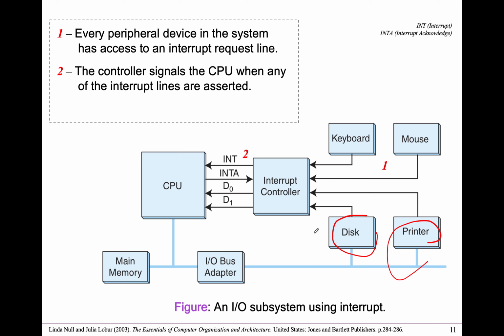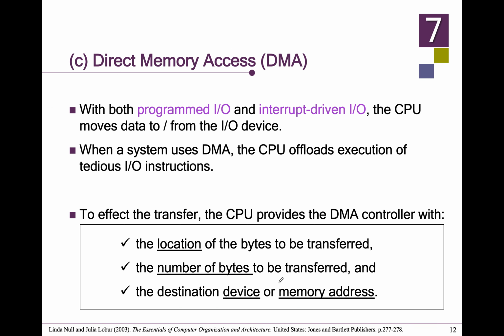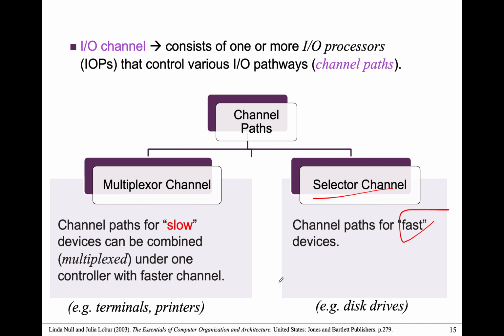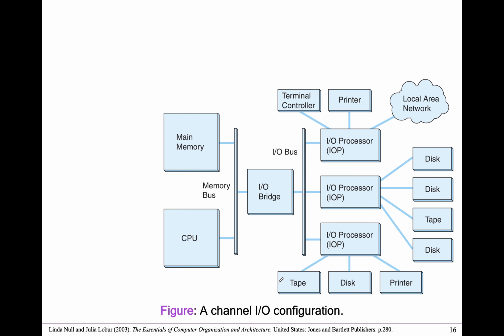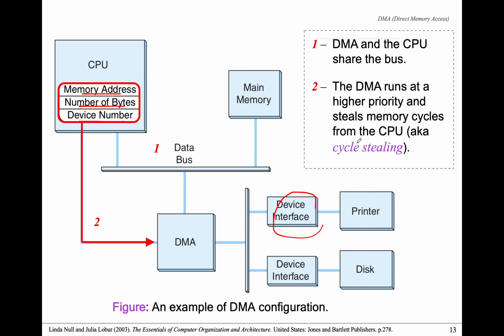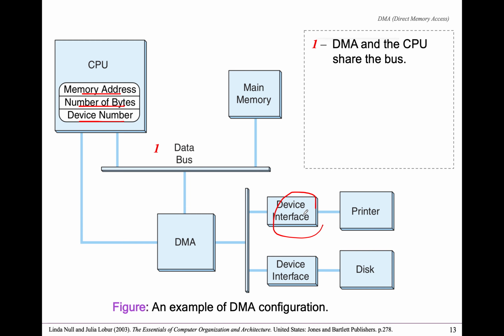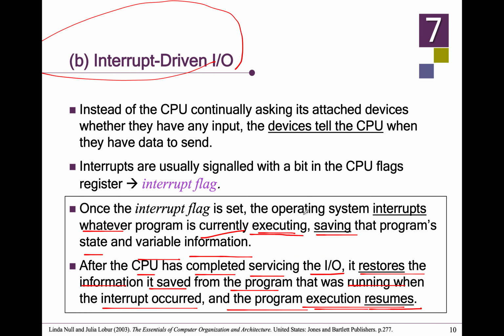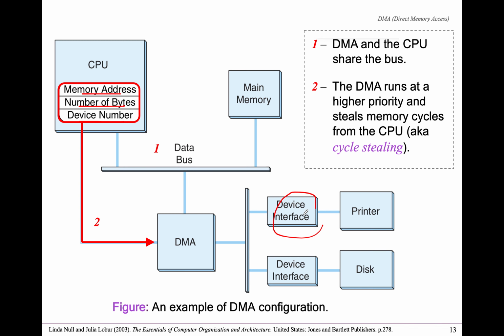Another method has the interrupt controller. So these are the device interfaces and adapters between your input output devices and your system, like the CPU. In between there are several things that you need to know. Channel I/O uses the I/O processor. For DMA, it's called the device interface, and for interrupt driven I/O, you have the interrupt controller.